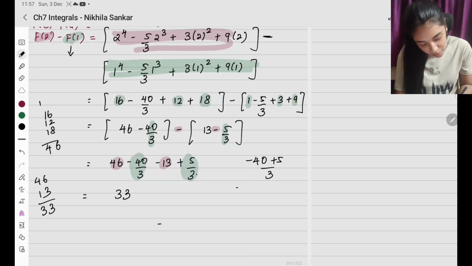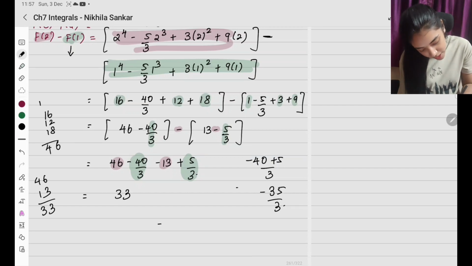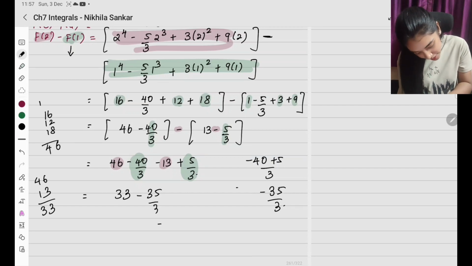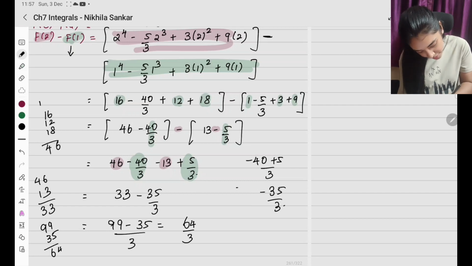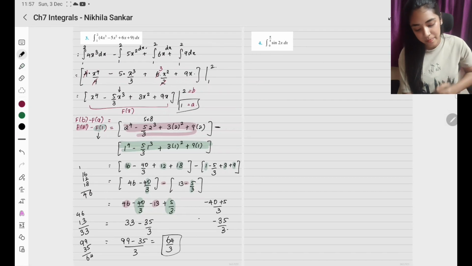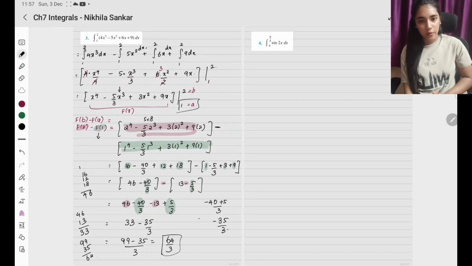I did not take the LCM here. So minus 40 plus 5 by 3 is going to give me minus 35 divided by 3. Now I can take the LCM, it makes the sum simpler. So 99 minus 35 divided by 3. What do I have? 99 minus 35 gives me 64. So 64 divided by 3, this is my final answer. Okay, understood? This is how you should solve sums.